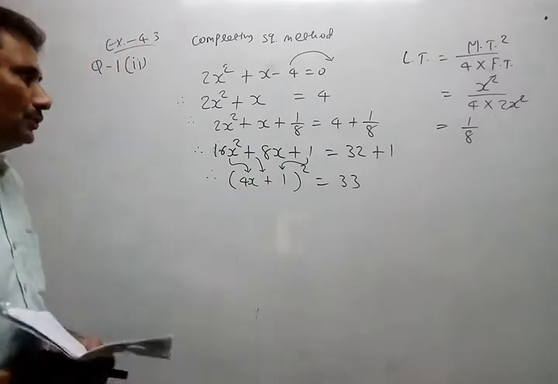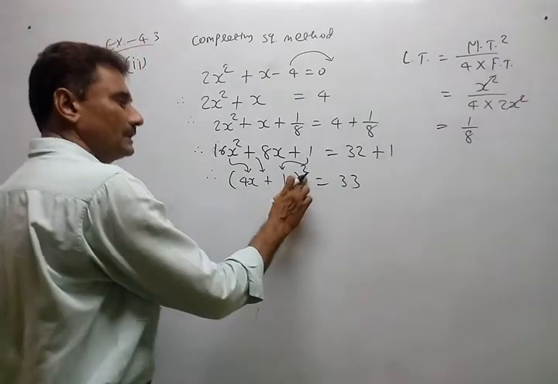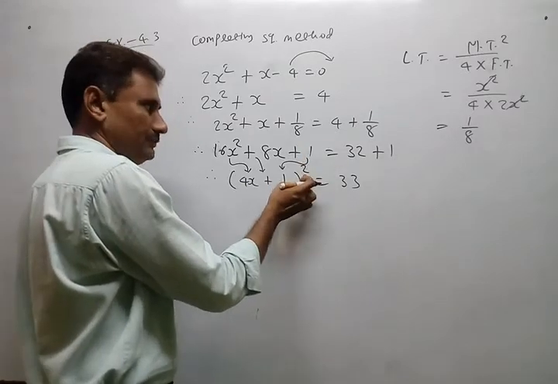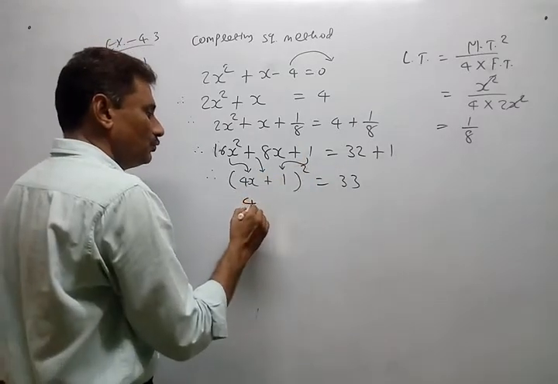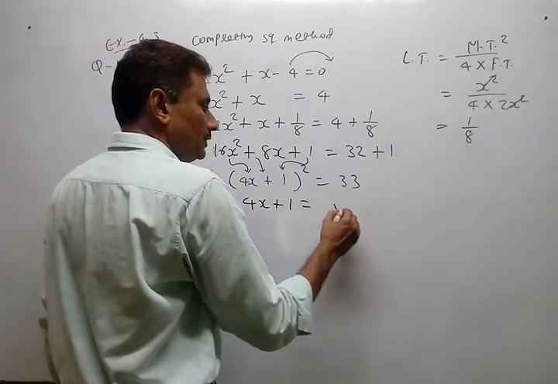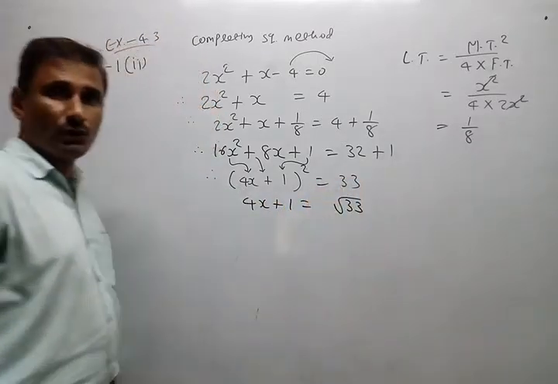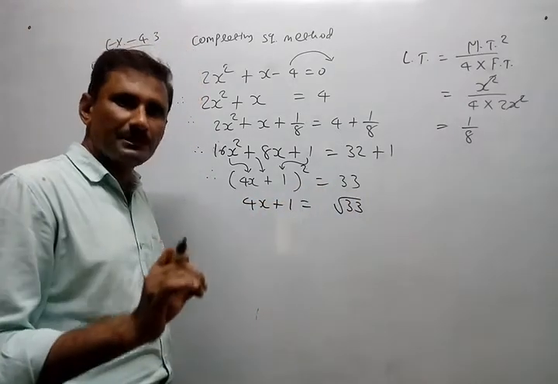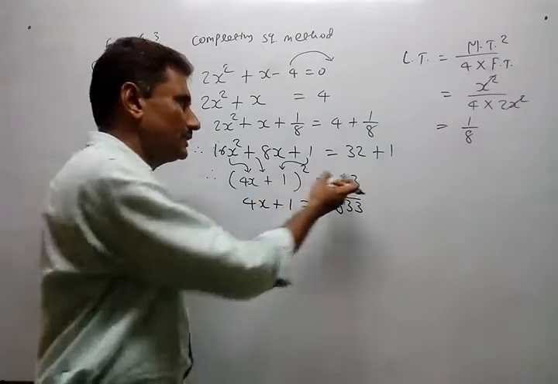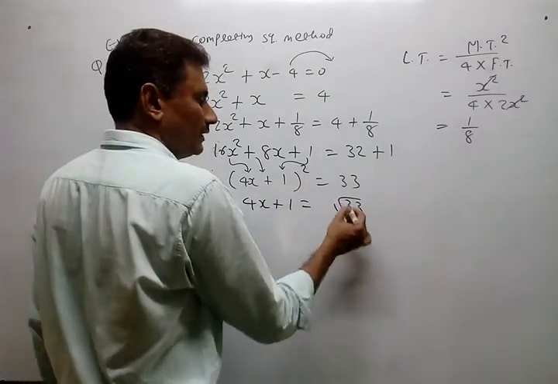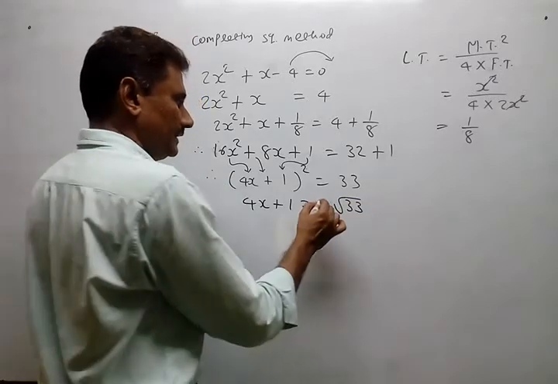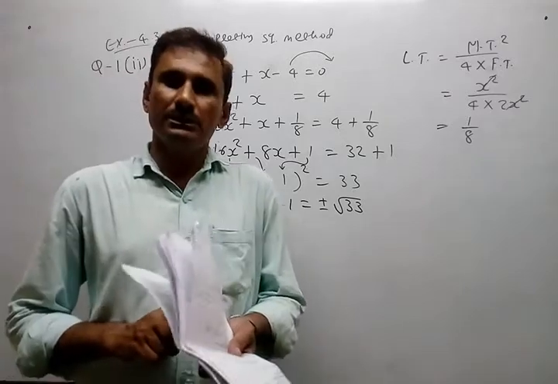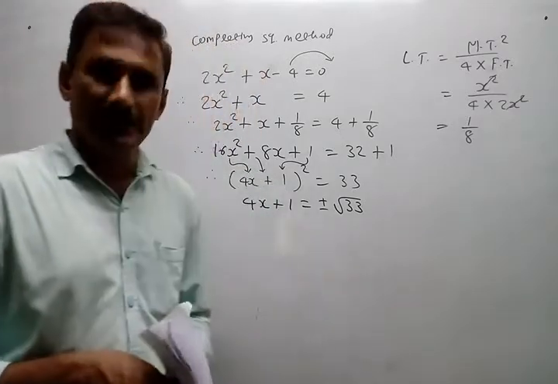Now you know, if you want to find x, then the degree should be removed. How to remove the degree? By taking the square root. So 4x plus 1 equal to square root of 33. It is not possible to simplify, because 33 is not a perfect square number, meaning the square root is not an integer. So we have to keep the square root sign, and there are always two answers. Why? Because the square root of any number is either plus or minus.